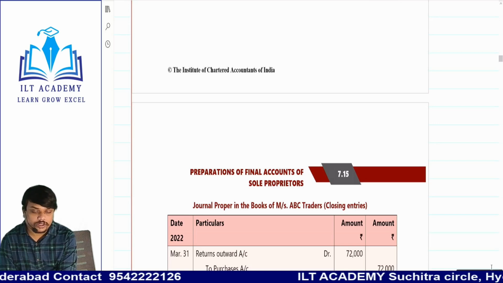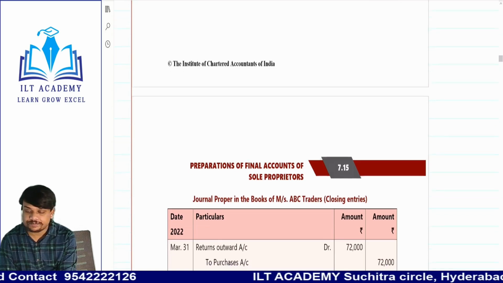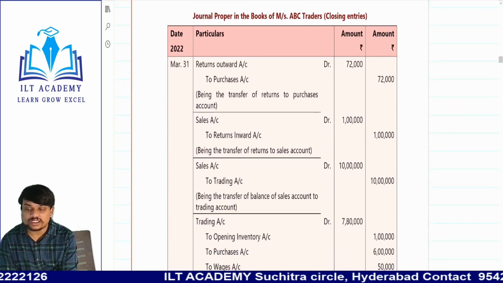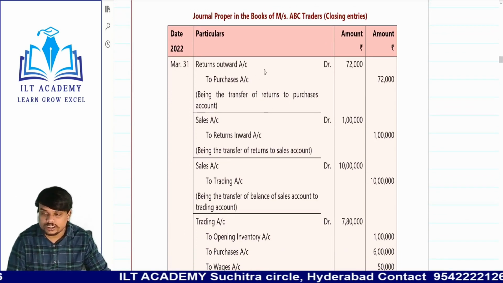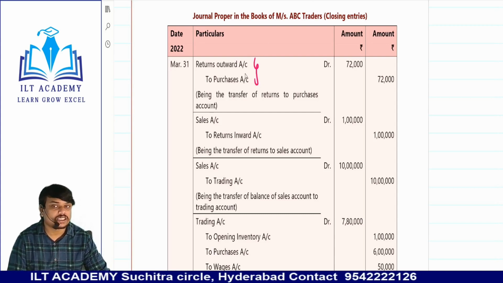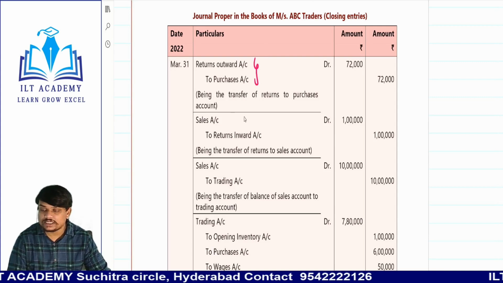Now, how to record this in the journal proper? These are the closing entries. Let us understand return outwards. Return outwards account debit to purchases account. This is the basic entry for what? Purchase returns.